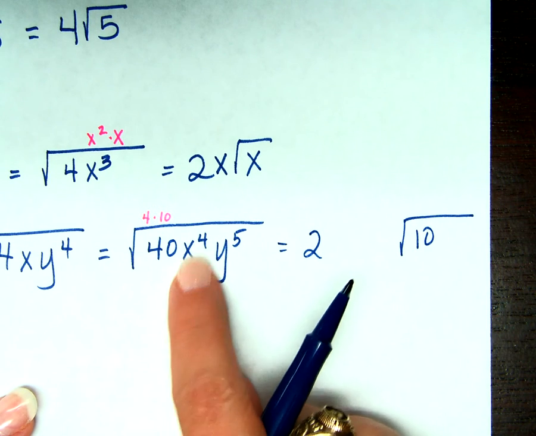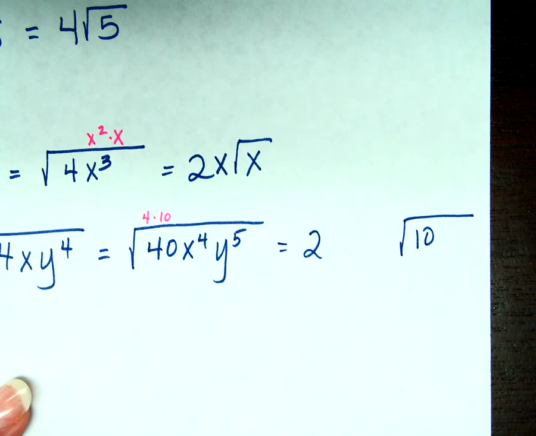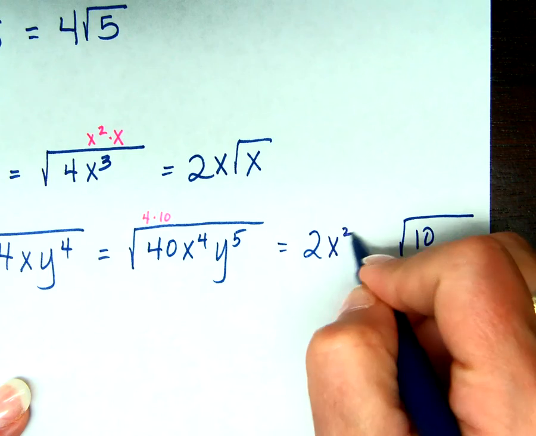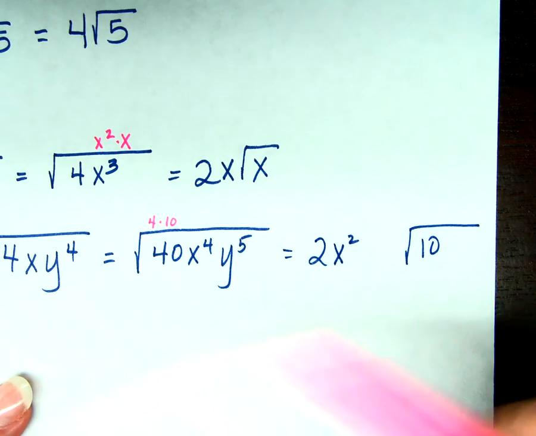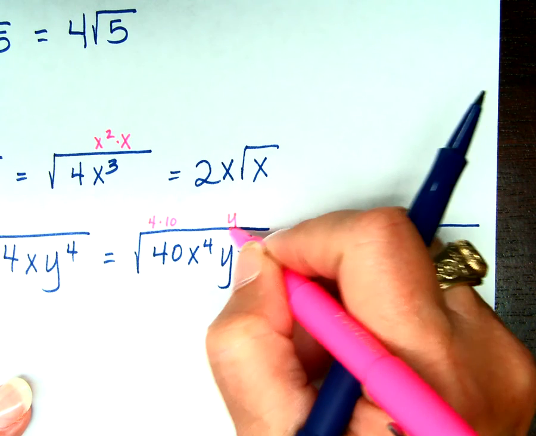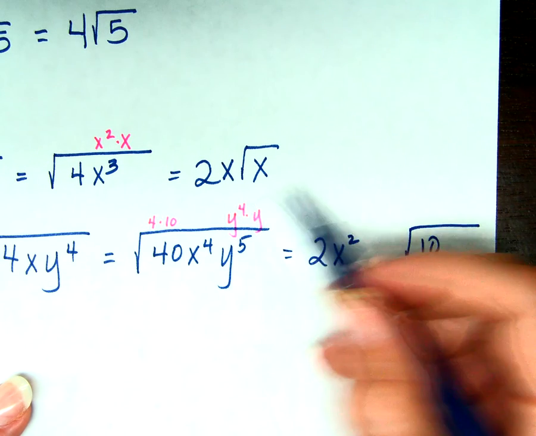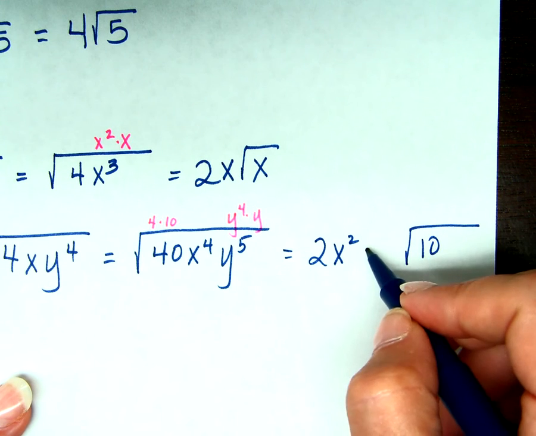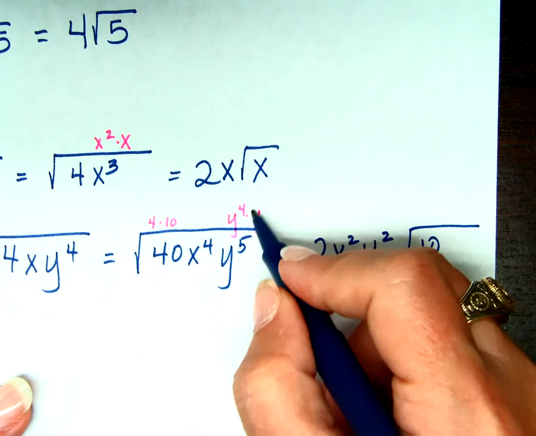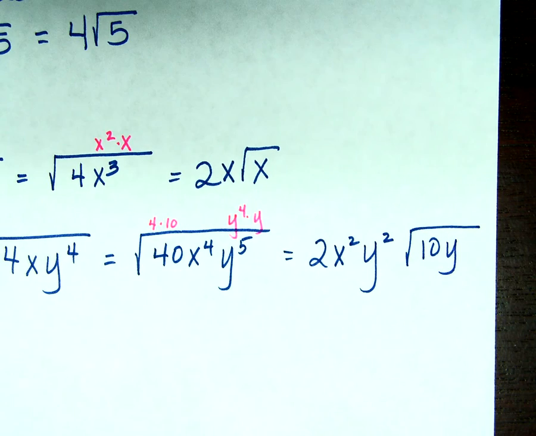What about x to the fourth? Do I know the square root of x to the fourth? X squared. Do I know the square root of y to the fifth? No, but I know it's y to the fourth times y, don't I? And what's the square root of y to the fourth? Y to the second, and then I still have this y that's inside.